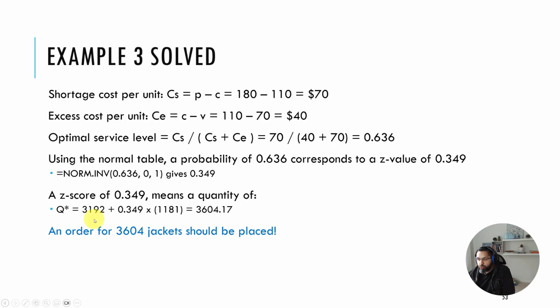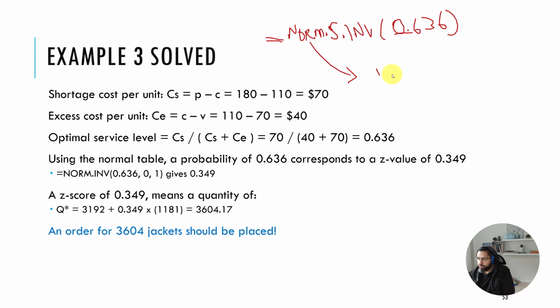We can use NORM.S.INV with 0.636, the service level, like we did before, to convert the service level into a z-score. So we can do something like this, equals NORM.S.INV and pass it our service level 0.636. And this will convert it to a z value. Z value is the number of standard deviations. It's a normalized value.